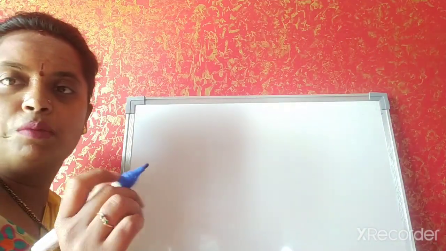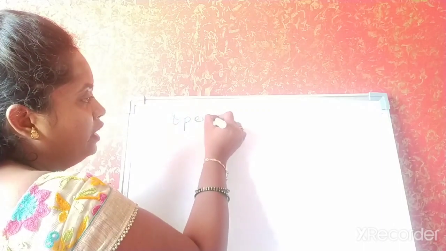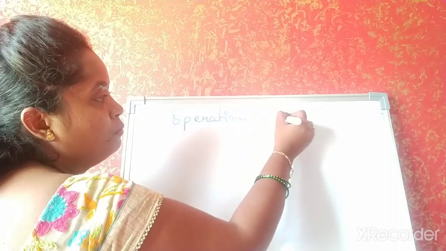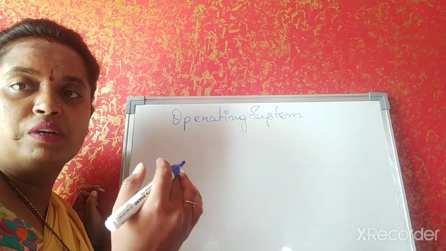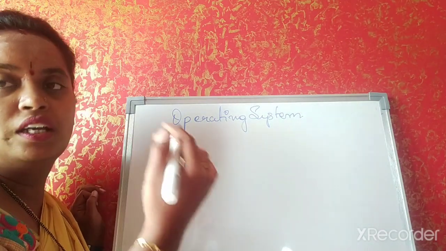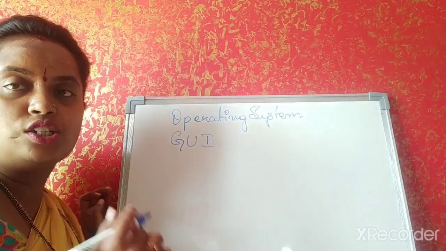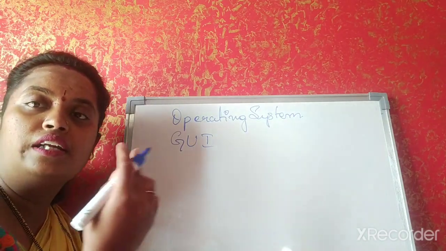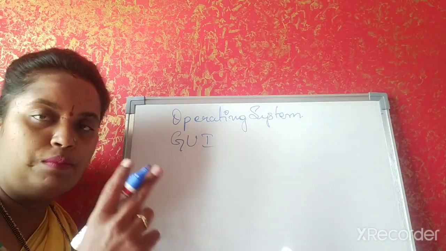So first you learnt about operating system. So what is an operating system? Operating system is a software which acts as an interface between the user and the system. Then you got to know what is GUI. GUI is your graphical user interface. Interface is the interaction between two elements.